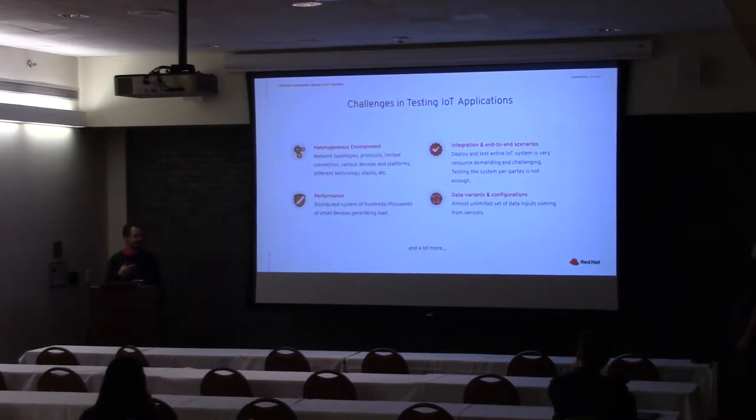But even with this, a little bit simplified topology of an IoT application or IoT system, you can already see that there can be a lot of challenges when you want to comprehensively test such a distributed system, right? First of all, there's the environment itself. There are a lot of network topologies and a lot of network protocols in play. You need to take into account that the network is sometimes limited in its bandwidth. It's not like perfect conditions in your data center. There are a lot of different technology stacks, different devices and stuff like that.